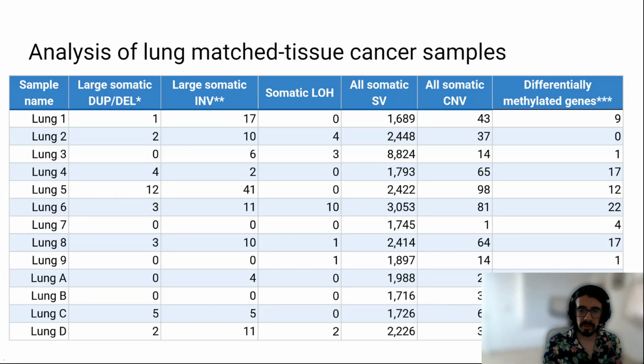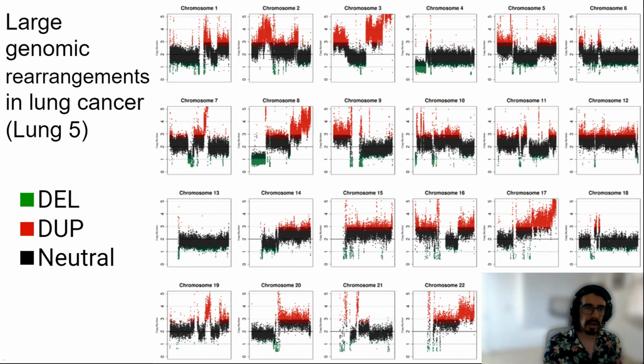So let me show you a couple of examples. Here are large genomic rearrangements in the sample called lung 5. You can see here in red are duplications and green are deletions. Black will be neutral, meaning the ploidy here is 2x.